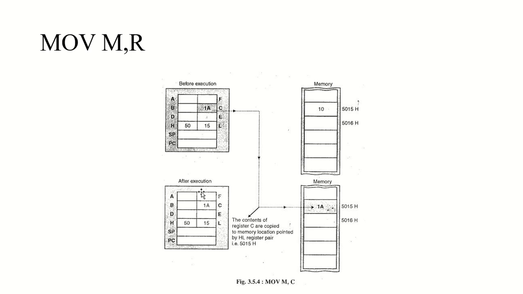And it is operating in indirect addressing mode again, because we are moving to some memory location, right? So again, no flags are being affected here.